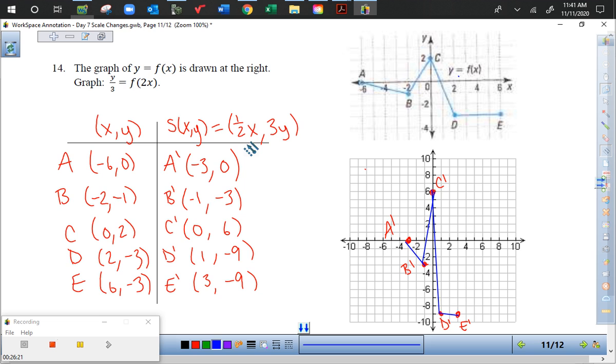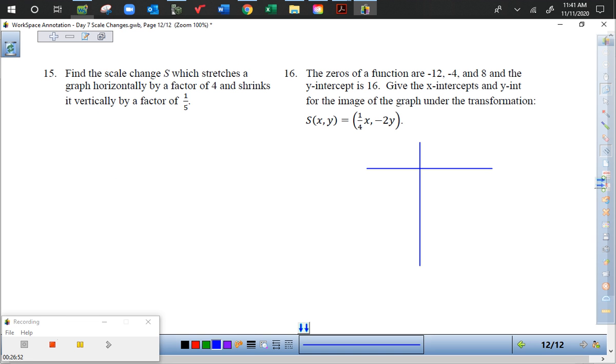So now that we know that, working backwards, we are asked to find the scale change that stretches a graph horizontally by a factor of 4 and shrinks it vertically by a factor of 1/5. So let's write out our rule, S of x, y. And remember, horizontally refers to x values, left and right on a graph. And we want the left and right to be stretched by 4. So we just write 4 times x. Stretching, we have to multiply by something larger than 1. Then the next part, vertically, is y, up and down on a graph. And by a factor of 1/5, what you see is what you get. We'll write 1/5 with the y.